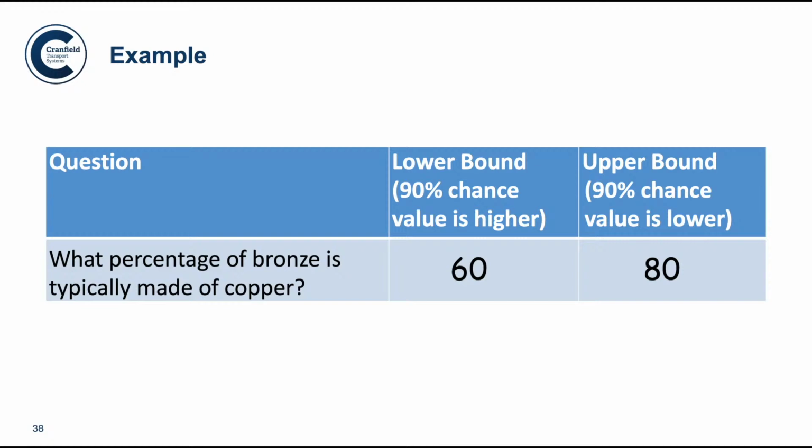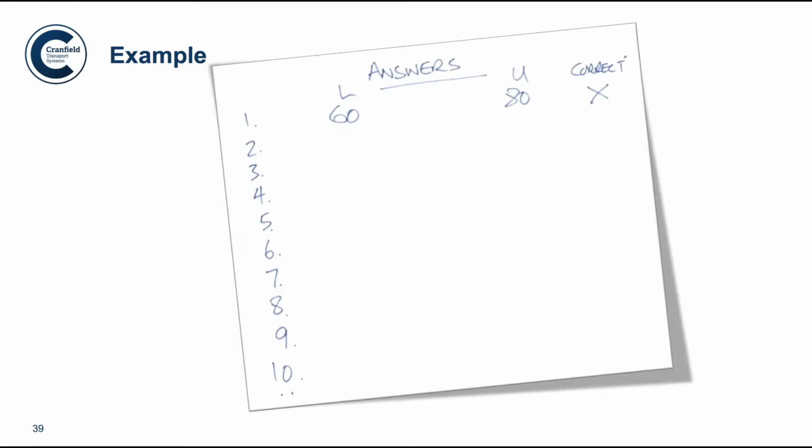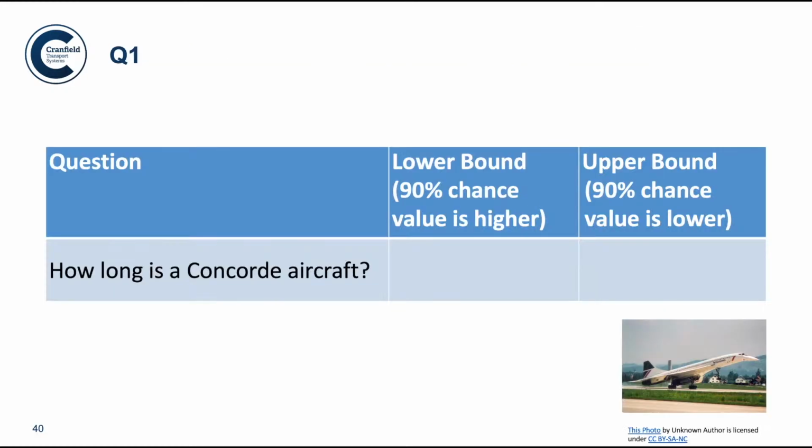And then what we do is go through the answers and find out how many people actually estimated a value that was within that range. And then we have a look at the answers. Just to give you some examples, I'll run through it quickly. What I asked them to do is write down the lower and upper bound. There's a whole series of questions like, how long is a Concorde aircraft? Now, it's unlikely that you'd know this off the top of your head, but you might say it's between 30 and 40 meters or whatever.